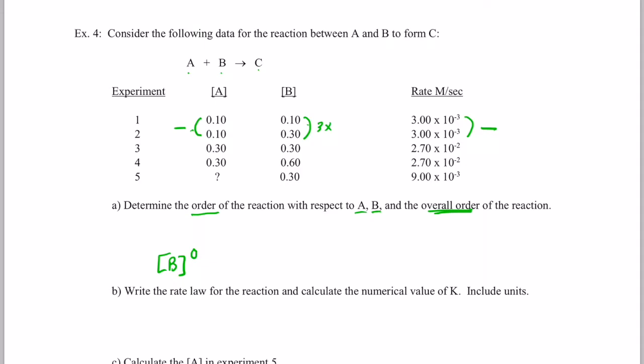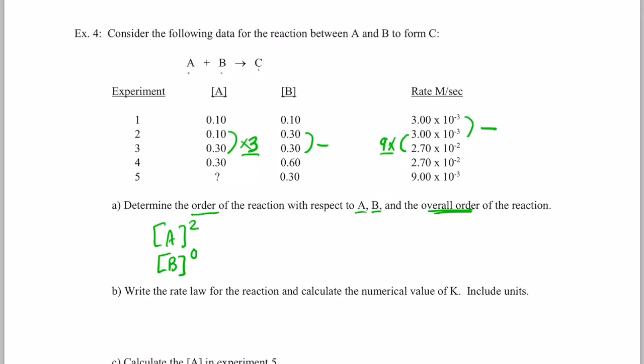Okay? Now, what did you use for A's order? Well, let's take a look. It looks like in my second and third reaction, B was now held constant, and A was tripled, right? And what did the rate do here? It went from 3 times 10 to the negative third to 2.7 times 10 to the negative second. It went up 9 times. So when A was tripled, the rate went up 9 times. So you should see that A is second order in that case.